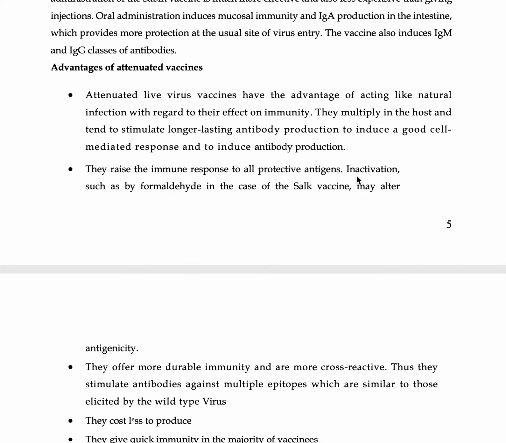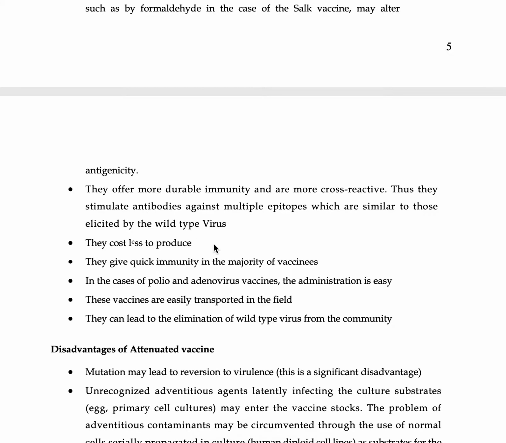Inactivation, such as by formaldehyde in the case of the Salk vaccine, may alter antigenicity. This was an example: how we inactivate or attenuate them also has an effect on the vaccine's activity. Then they offer more durable immunity and are more cross reactive. Thus, they stimulate antibodies against multiple epitopes which are similar to those elicited by the wild type virus.